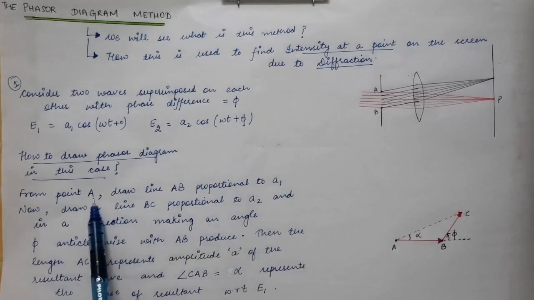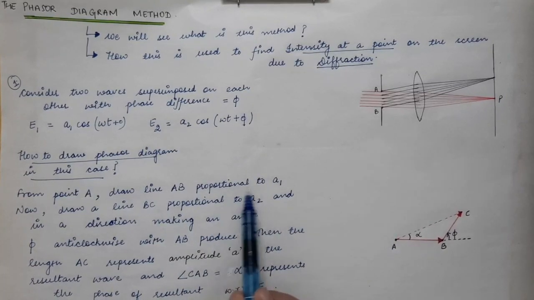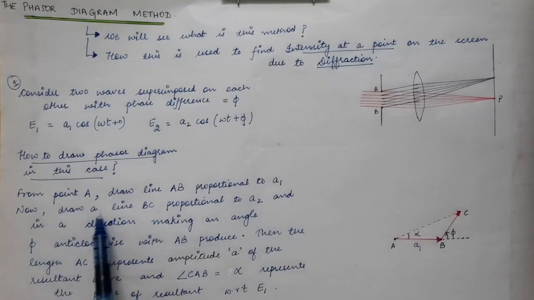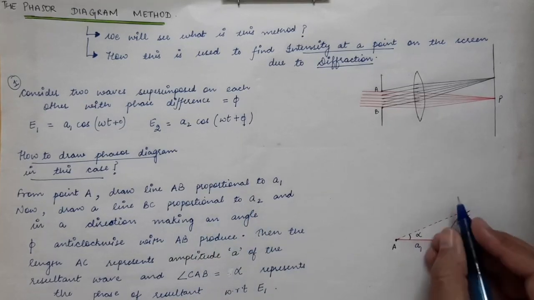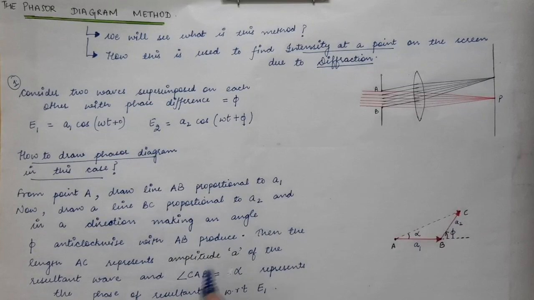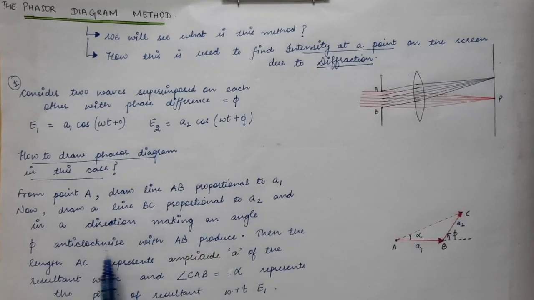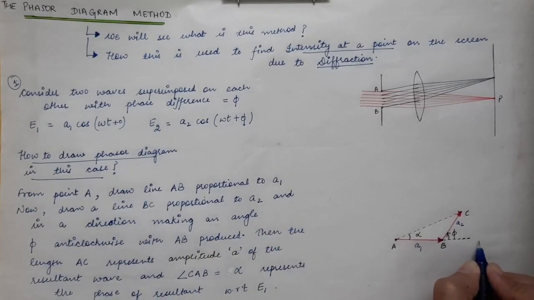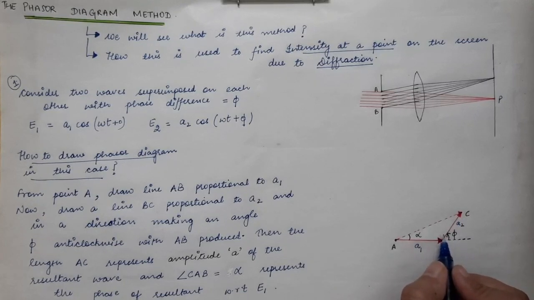So from point A we draw a line AB proportional to A1. Let's say this is A1. Now draw a line BC which is proportional to A2, and it is drawn in a direction making an angle phi anti-clockwise with AB produced. We have produced AB in this right hand side direction, so this BC vector makes an angle of phi in an anti-clockwise direction.